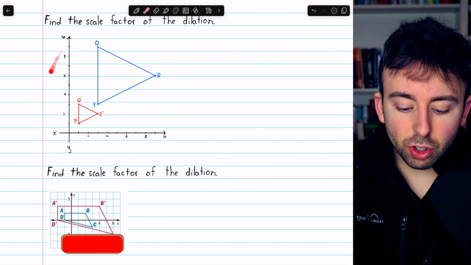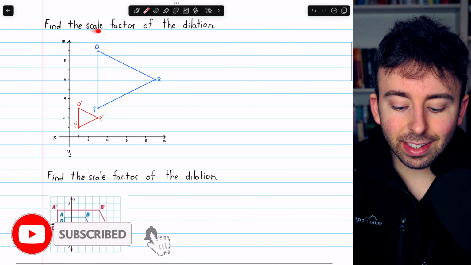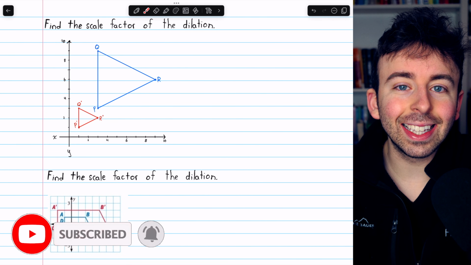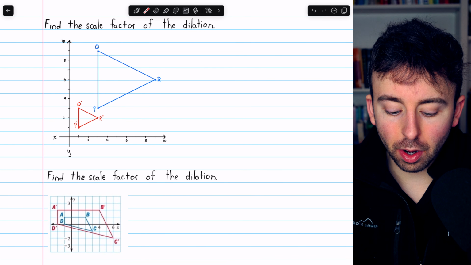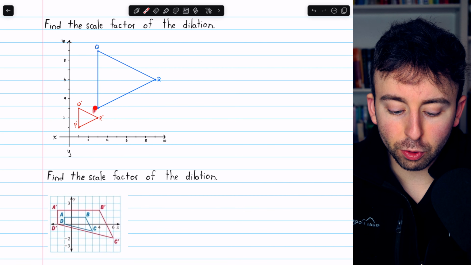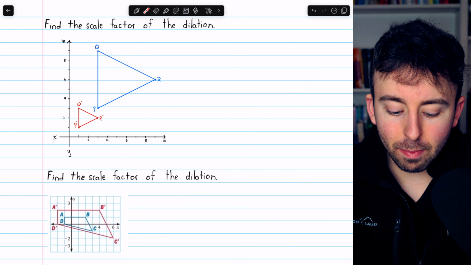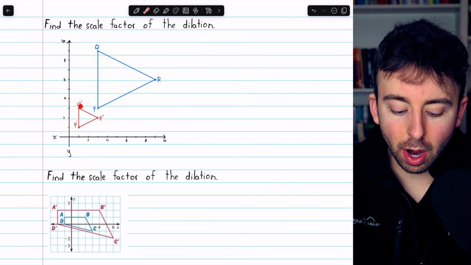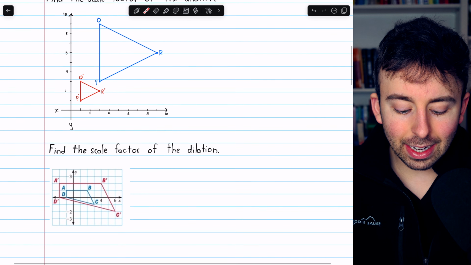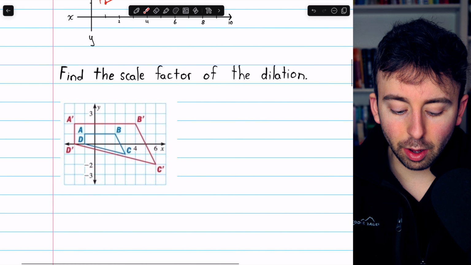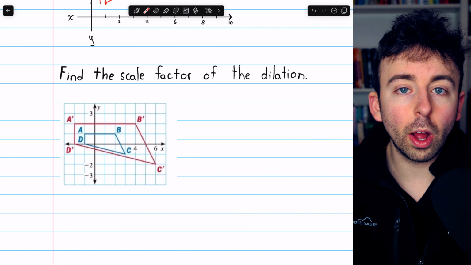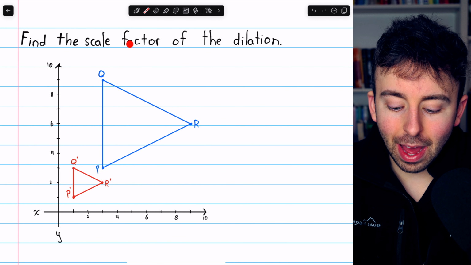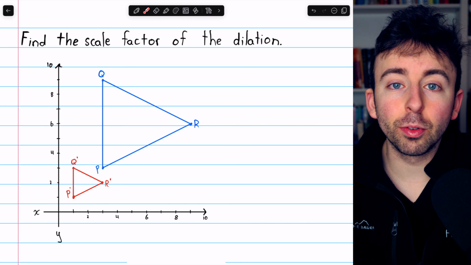Let's solve these two examples of finding the scale factor of a dilated image. In this first example, we'll find the scale factor of the dilation that took this triangle, PQR, and made it become this triangle, P'Q'R'. And in the second example, we'll find the scale factor that made this quadrilateral become this larger quadrilateral. Finding the scale factor of a dilated image is really easy.